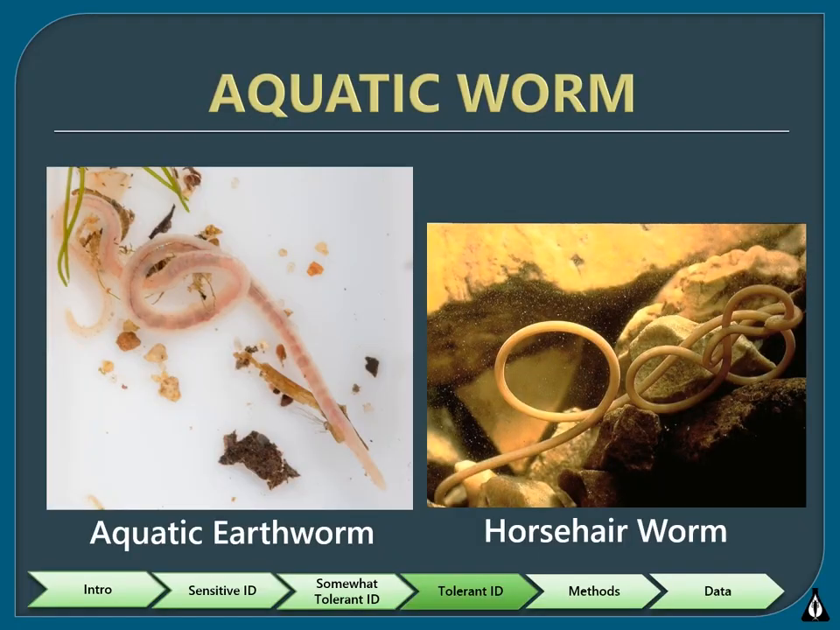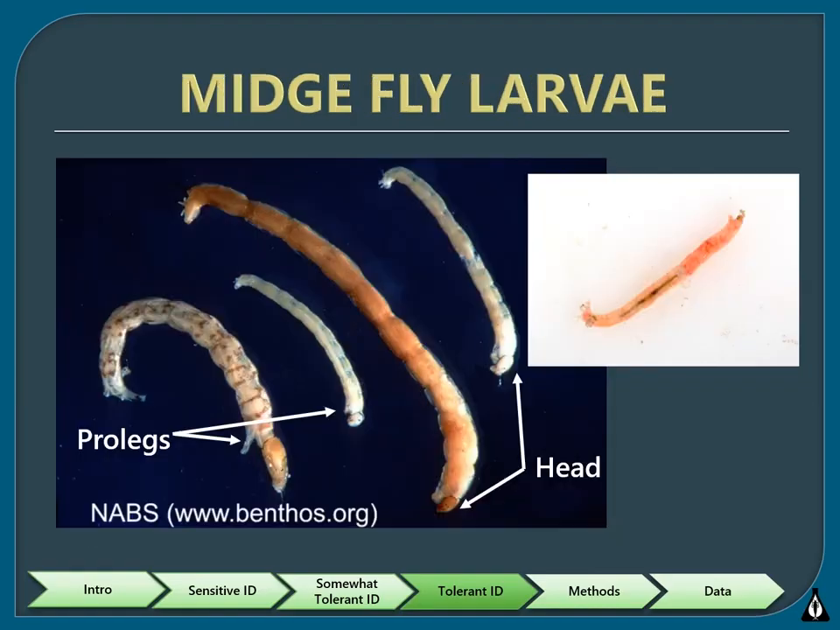They are segmented, long, thin, and often curl back around on themselves. Note on both the blue bug card and on your data sheets, all worm-like organisms, such as aquatic earthworms and horsehair worms, are lumped into one category called aquatic worms. Midgefly larvae are very tolerant to pollution.